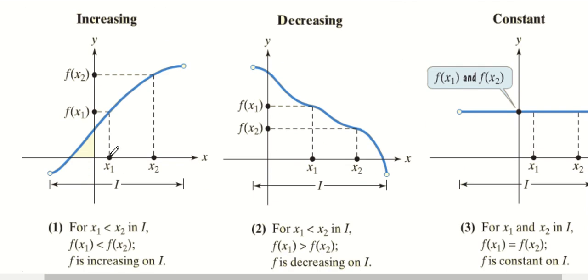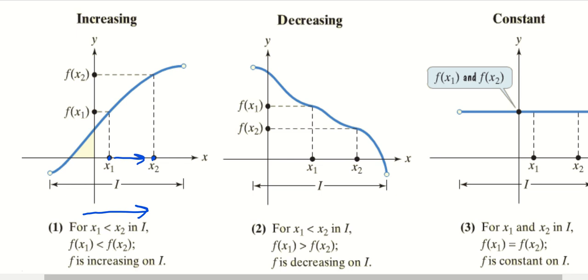So the x1 less than x2, what that simply is saying is that whenever you read a graph, you would read it like a book, going from left to right. So if we have two x values, let's call the first one x1, let's call the second one x2, we want to make sure that we're reading it going from left to right.